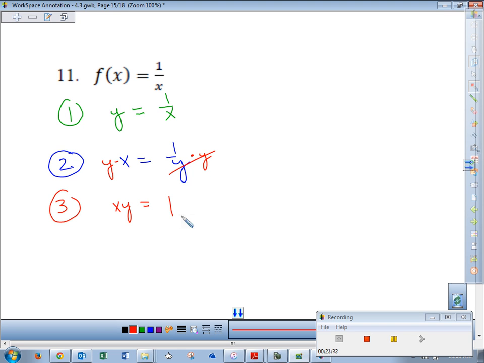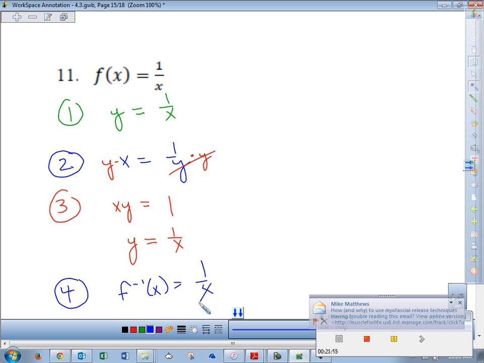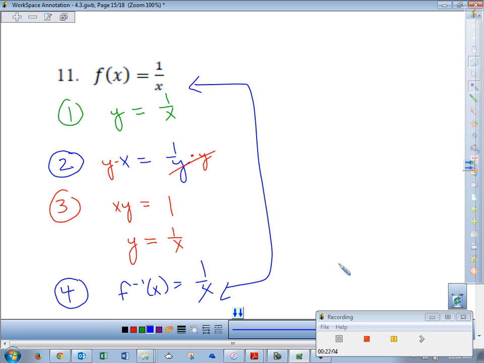You down with that move? Right? Multiply both sides by y. Then what would I do to get y all by itself? Divide by x. Cool. Then, step 4, switch y to f inverse. Notice anything cool? They are inverses of each other.